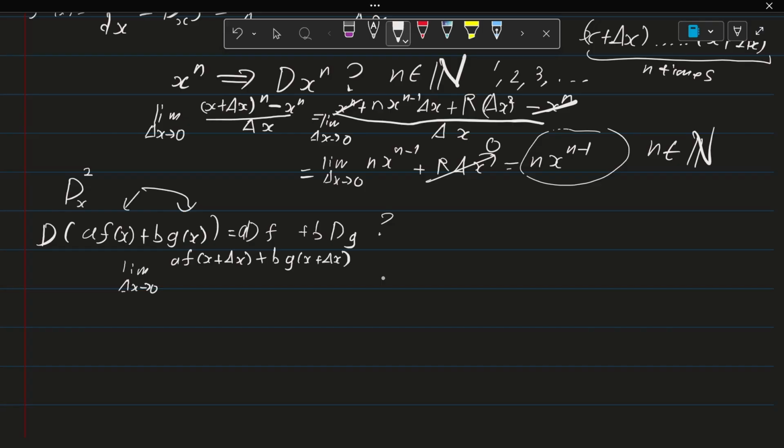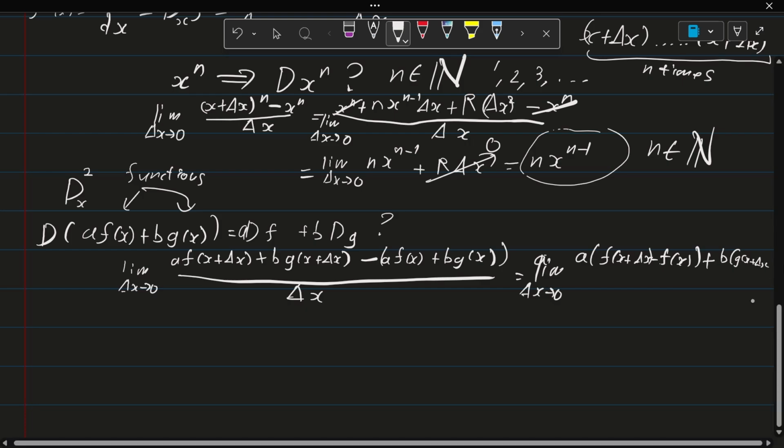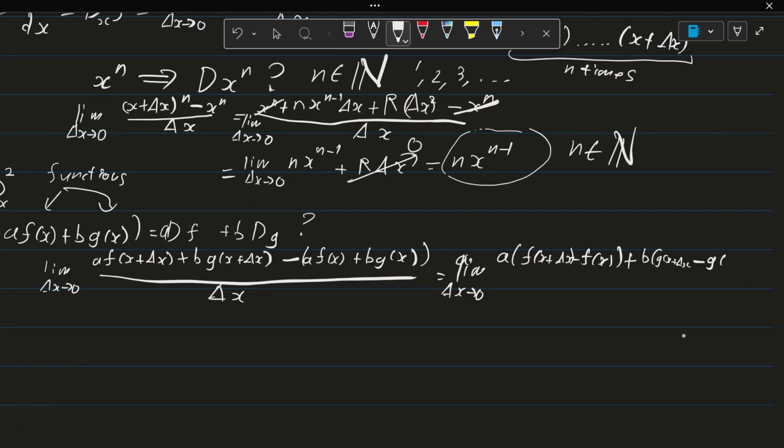These two are functions. Subtract that by a f(x) plus b g(x), and let's divide everything by delta x. So what do you observe here? Well, we can just group the a's. So the limit as delta x goes to 0. We can group all of the a's together, so we'll get f(x plus delta x) minus f(x). And the b's, we can group them together: g(x plus delta x) minus g(x). Divide everything by delta x.